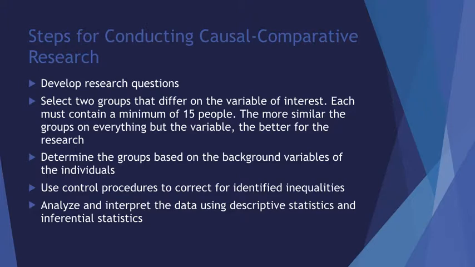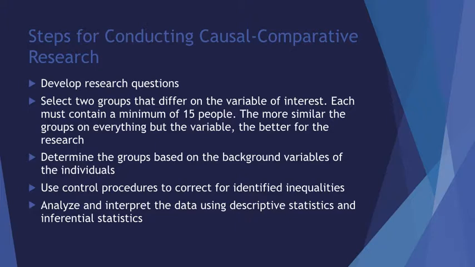Thirdly, determine the groups based on the background variables of the individuals. These are things like age, years of experience, gender, and any prior knowledge that may be obtained and examined for the groups being compared. Remember, the more similar the two groups are on such variables, the more homogeneous they are on everything but the variable of interest. Fourth, you need to have control procedures in place.